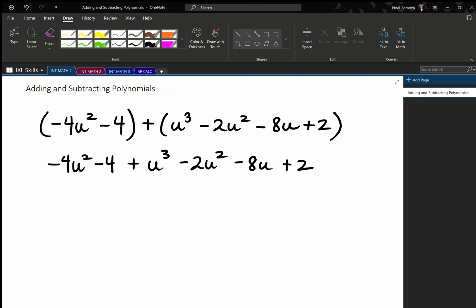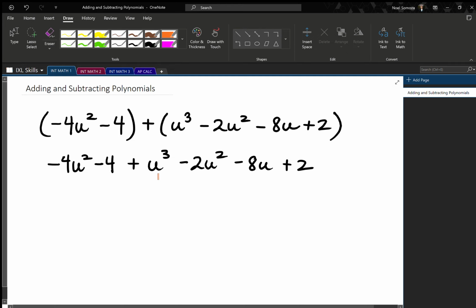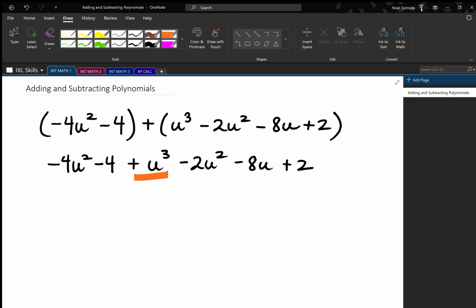I want to begin looking for family members with the largest power. So I notice that in my list of polynomial terms here, what I have is a positive u to the third. That one has my largest power. Now, why do I look for the one with the largest power first? It's because when I write the final polynomial, I want it to go with the largest power first. Then the next term will have a slightly smaller power and then slightly smaller.